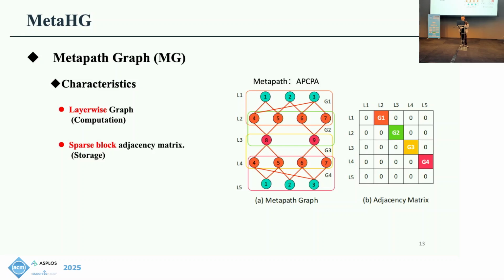Second, its adjacency matrix is a sparse block matrix with few non-zero blocks. These sparse blocks are stored separately. Such block-wise storage facilitates easier traversal over the Metapath graph, since it allows for bypassing most zero blocks when accessing a Metapath instance.